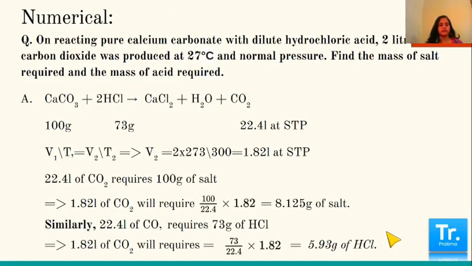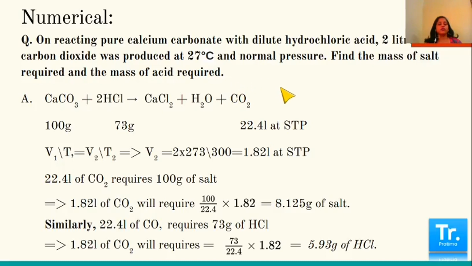The next question says, on reacting pure calcium carbonate with dilute hydrochloric acid, 2 liters of carbon dioxide was produced at 27 degrees Celsius and normal pressure. Find the mass of salt required and the mass of acid required.